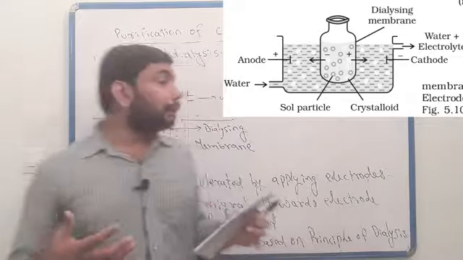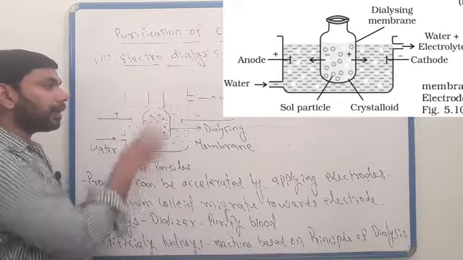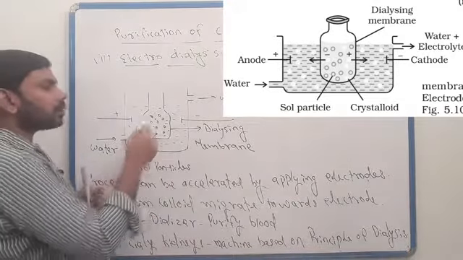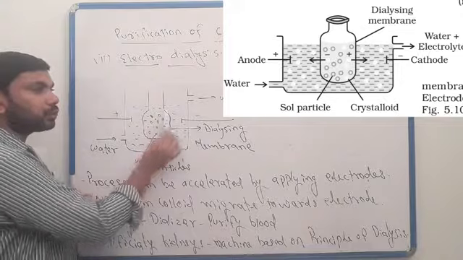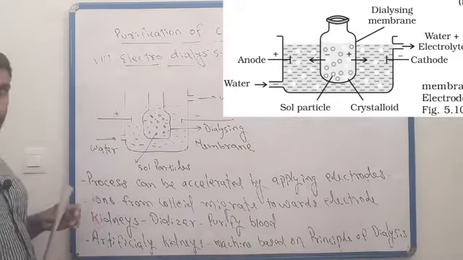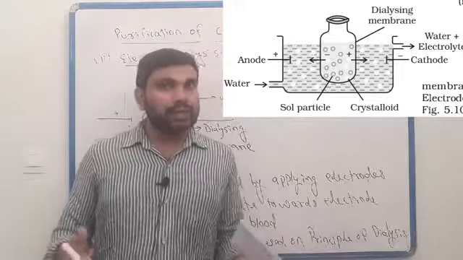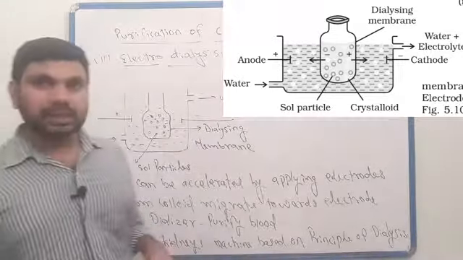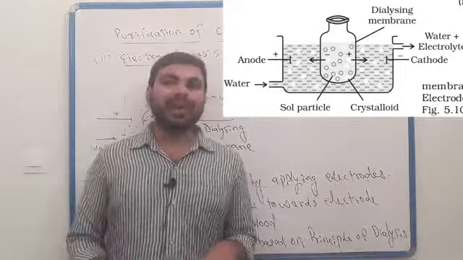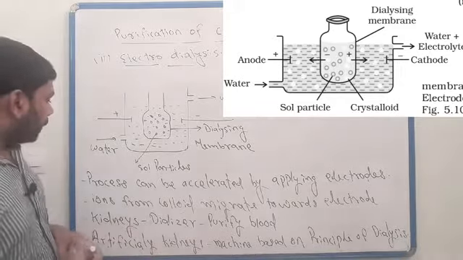We can migrate these ions from this colloidal solution by applying electrodes. After applying electrodes, positively charged impurities will move towards this electrode and negatively charged impurities will move towards this electrode. So the dialysis process can be accelerated by applying electrodes. This process is called electrodialysis. Electrodialysis means the dialysis process accelerated by applying electrodes.